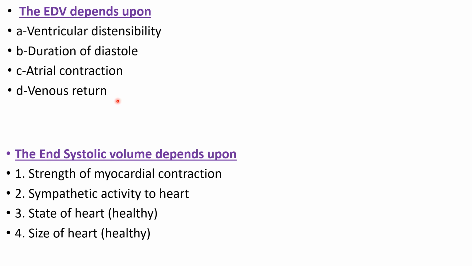The venous return, you have already discussed, can increase the end diastolic volume because this is the blood that is coming to the heart. The end systolic volume depends upon the strength of myocardial contraction, and you know about the intrinsic factor and the sympathetic activity to the heart. The state of the heart, if it is healthy, the strength of contraction will be good. Size of the heart, if it is healthy, this will give you good contraction.